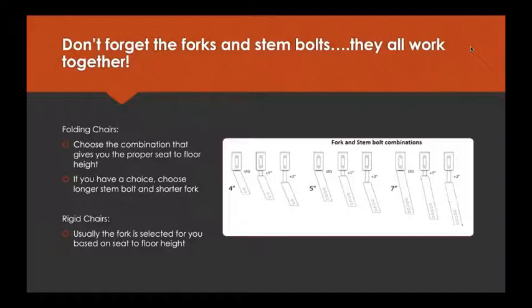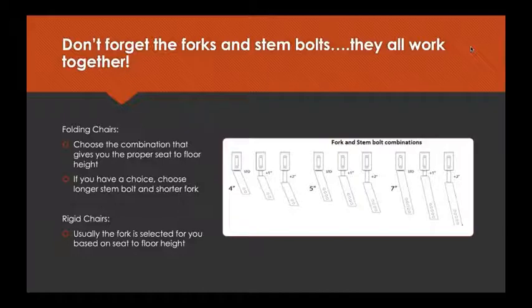If you have a choice between a, say, 5-inch fork and a standard configuration, you can see that on the slide, or a 4-inch fork and even a 2-inch stem bolt, you always want to choose a longer stem bolt and a shorter fork, because it will ride better, it will have a smaller turning radius, and it will also help prevent or minimize caster flutter. So if you have a choice, longer stem bolt, shorter fork.